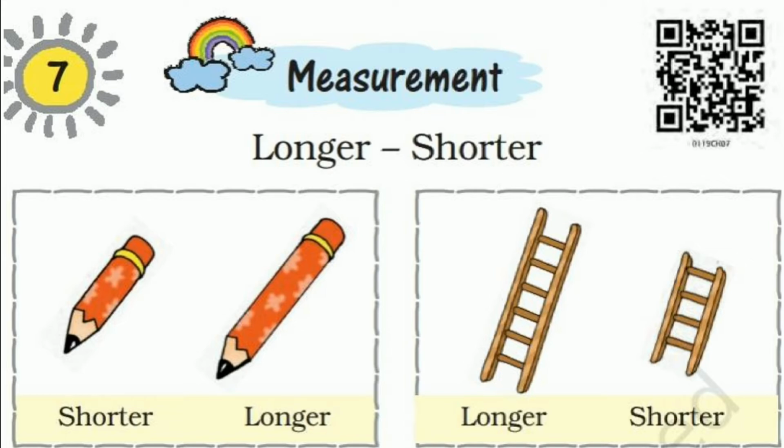So here there are two pencils. When we compare between two pencils, we say the first pencil is shorter than the second pencil. And the second pencil is longer. So we say the second pencil is longer than the first pencil. In the same way, you can see two ladders. One is long and the other is short. So we say the first ladder is longer than the second one. And the second ladder is shorter than the first one.